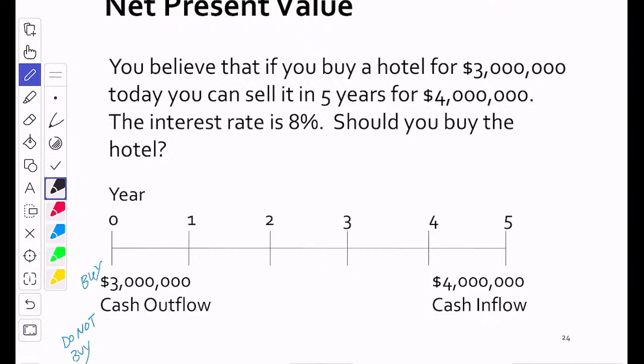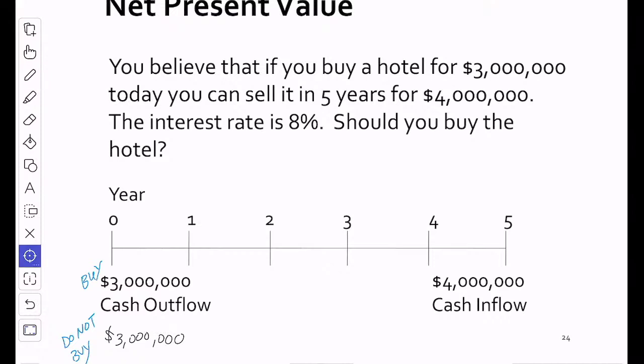If you don't buy, what's the other thing I mentioned you would do? You'd go to the financial markets with the money, right? And what would you make? Well, there are 5 periods. So I learned that the future value in 5 periods of $3 million should accumulate to 1.08 to the 5.